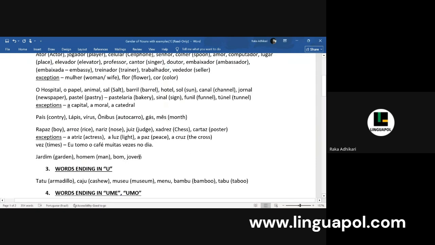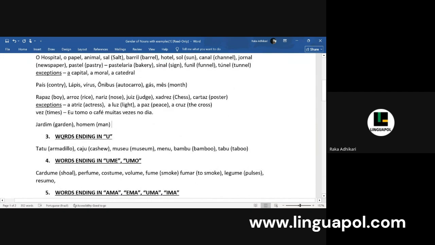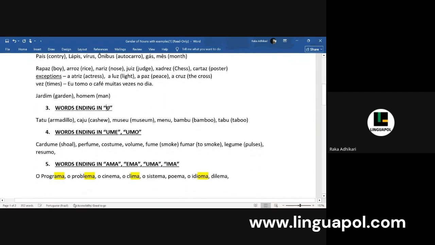Yeah, that's mostly all you need to know. So I'll just remove these two words. And you just need to know that the words ending in M are also masculine words. Then we saw the words ending in the letter U. Whatever ends in U is masculine.